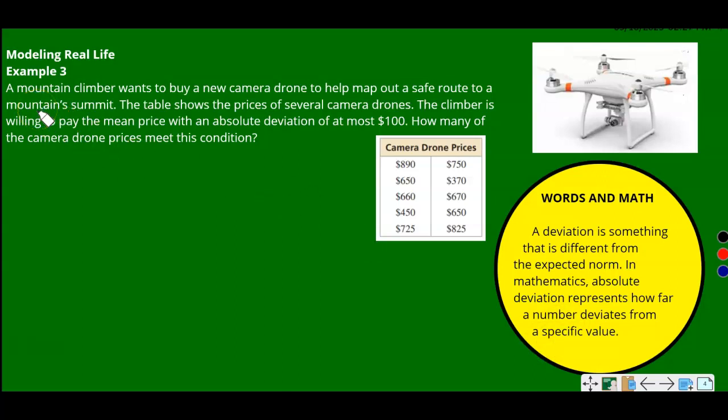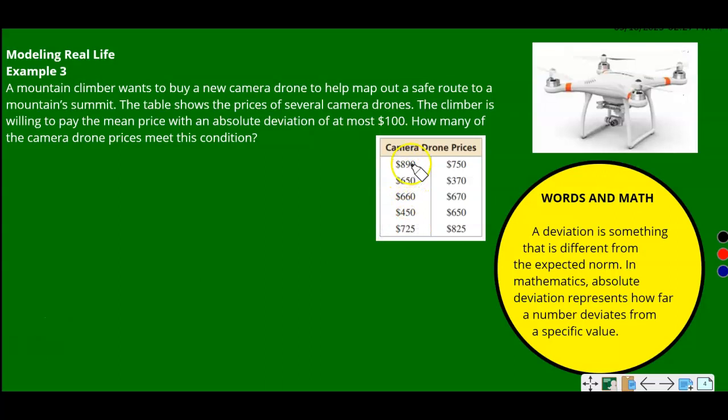A mountain climber wants to buy a new camera drone to help map out a safe route to a mountain's summit. A table shows the prices of several camera drones. The climber is willing to pay the mean, remember the mean is your average, the mean price with an absolute deviation of at most, no more than $100. How many of the camera drone prices meet this condition?